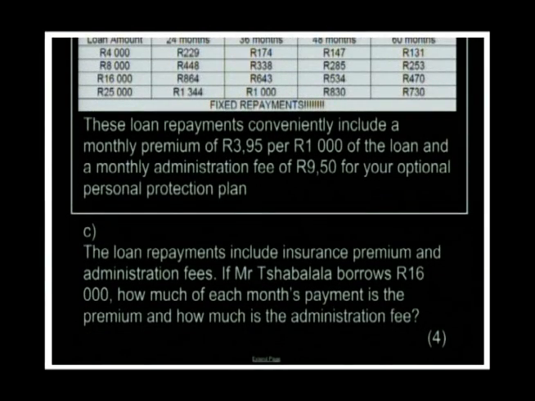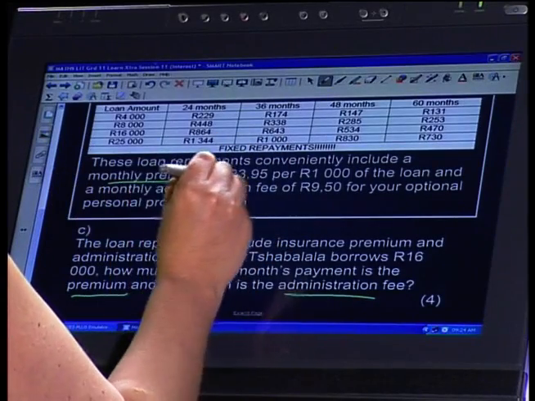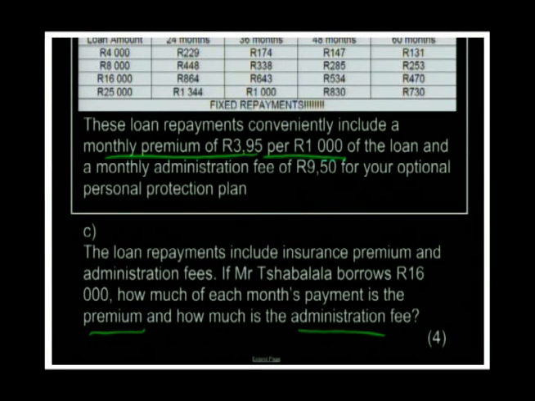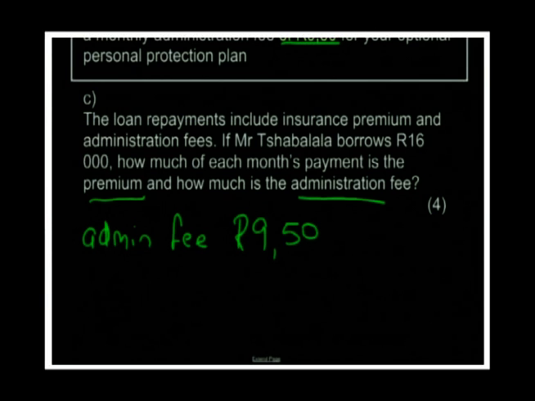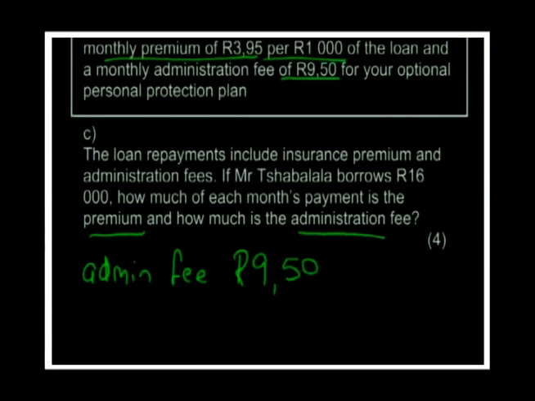Right, the loan repayments include insurance premium and administration fees. If Mr. Chabalala borrows the 16,000 Rand, how much of each month's payment is the premium and how much is the administration fee? So I remember reading that in the fine print. Well, it wasn't so fine, but that's the stuff that you would see underneath. So we looked at a monthly premium of R3.95 per thousand and an admin fee of R9.50. So what are they asking us? They're asking us for our premium and the admin fee. So my admin fee, well, that was easy. My admin fee is purely R9.50. Simple, don't even need to calculate it, just from the text.